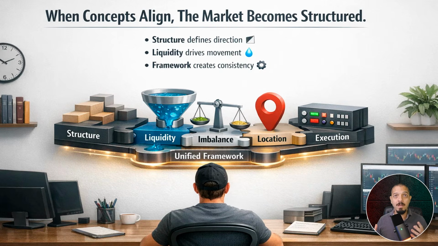So traders, market structure defines direction. Swing points reveal where liquidity rests. Liquidity drives price from one level to another. Fair value gaps and order blocks show where imbalance and institutional activity leave their mark. Discount and premium define location, and OTE refines execution. When these concepts are understood together, the market stops looking random. It becomes structured, logical, and repeatable. Focus on clarity, practice consistently, and let the framework guide your decisions.